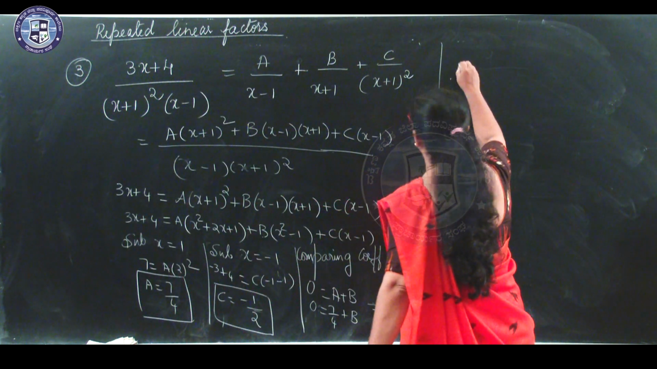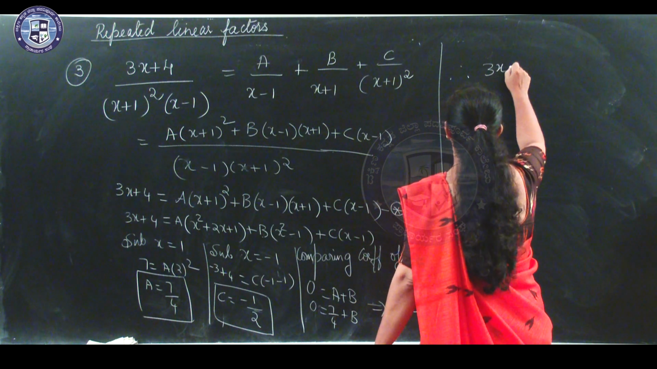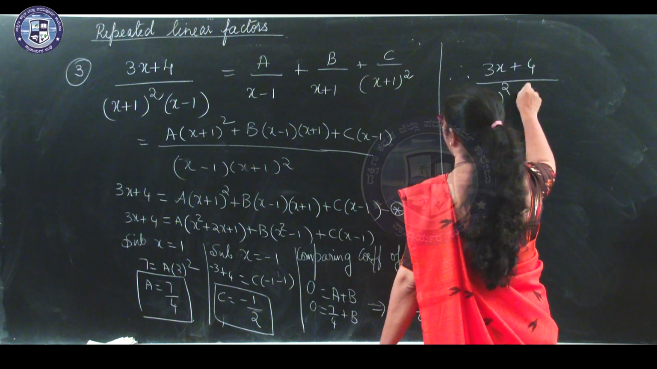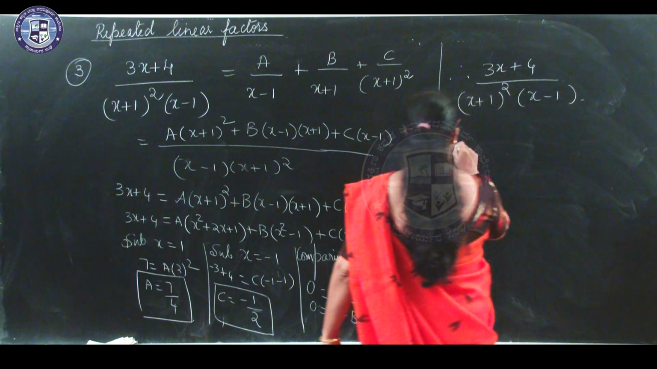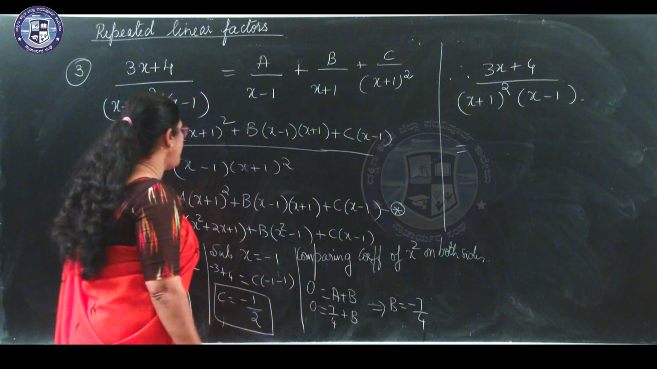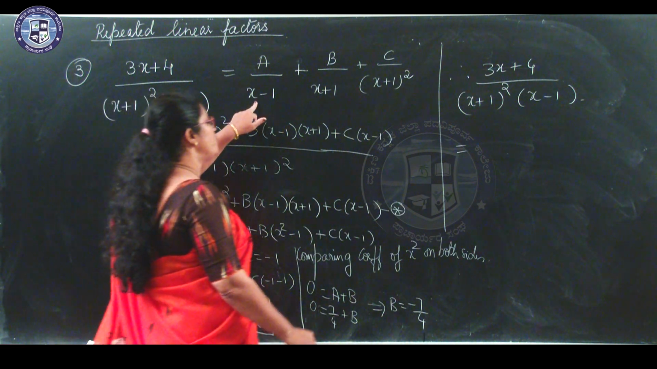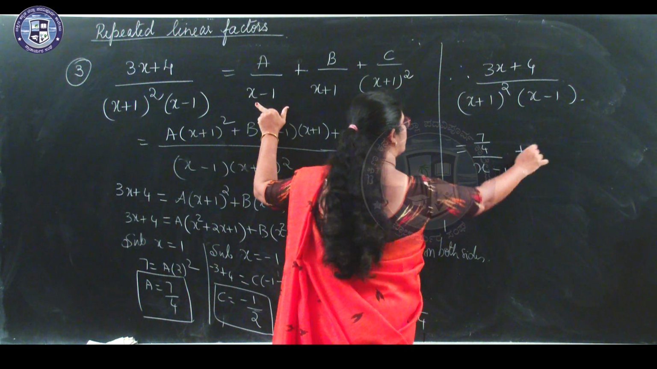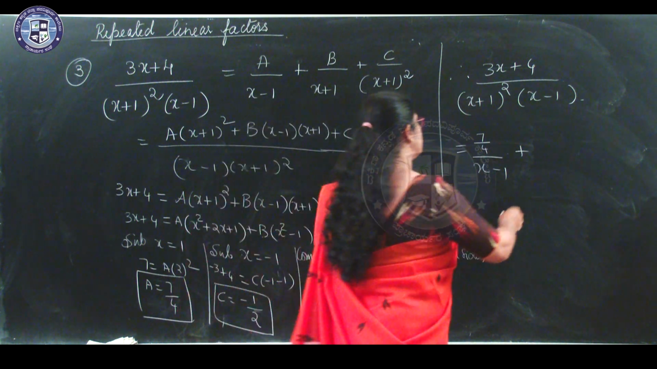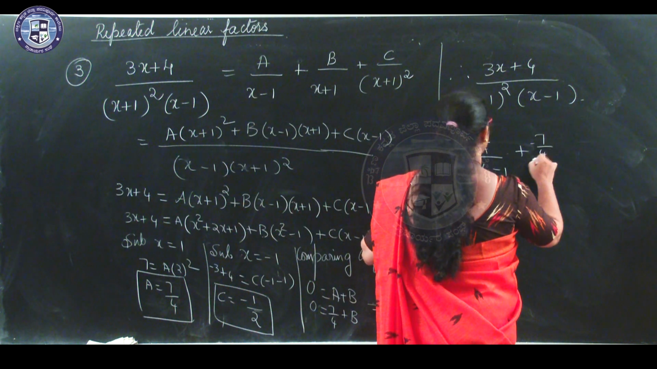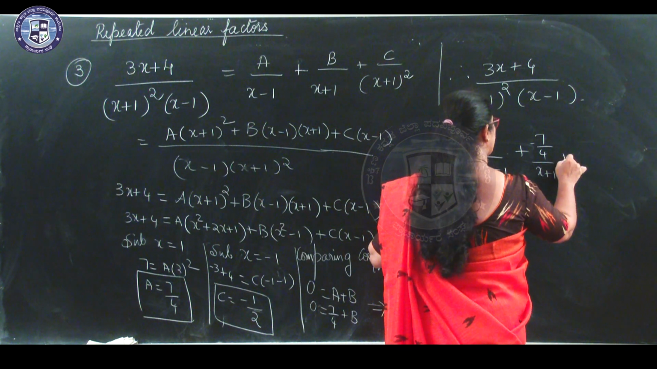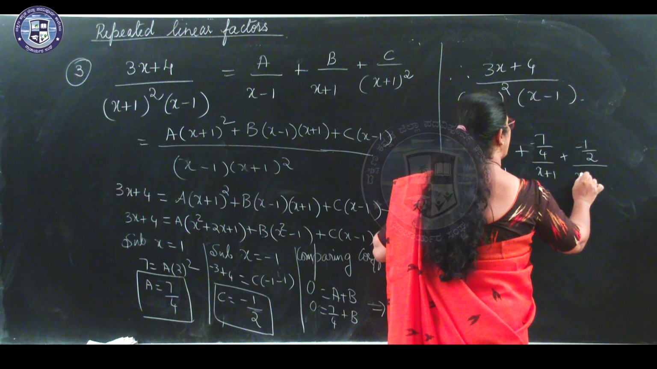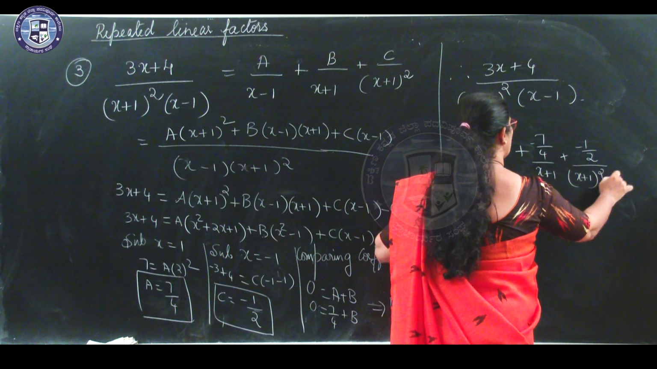Therefore, the question 3x plus 4 by x plus 1 the whole square, x minus 1 is equal to, a is 7 by 4, write it for this one, 7 by 4 by x minus 1 plus b is minus 7 by 4 by x plus 1 and c is minus half by x plus 1 the whole square.